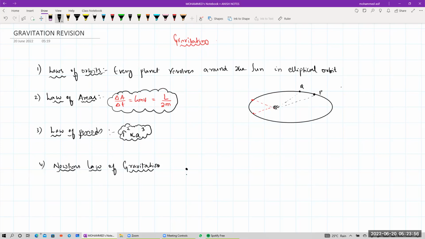Now this one is a particle of mass m1 and this one is a particle of mass m2, and both of them are separated by a certain distance, say r. Force is directly proportional to the product of masses and inversely proportional to the square of the distance between them. So F will be equal to G into m1 m2 divided by r square. G is what, beta? Universal gravitational constant. Clear?